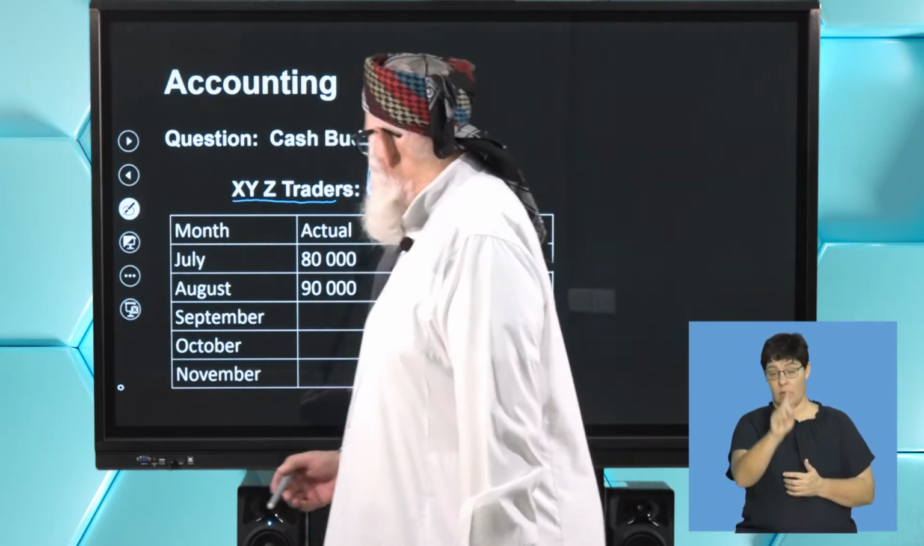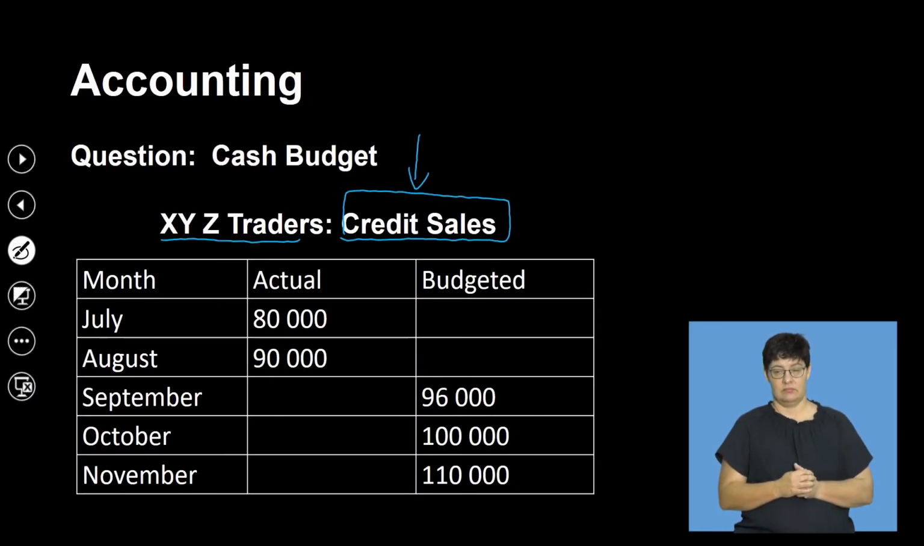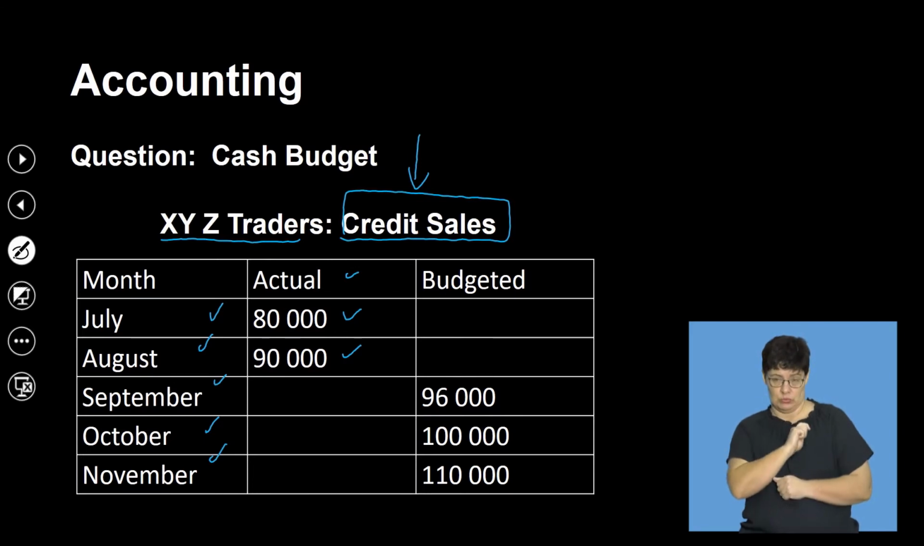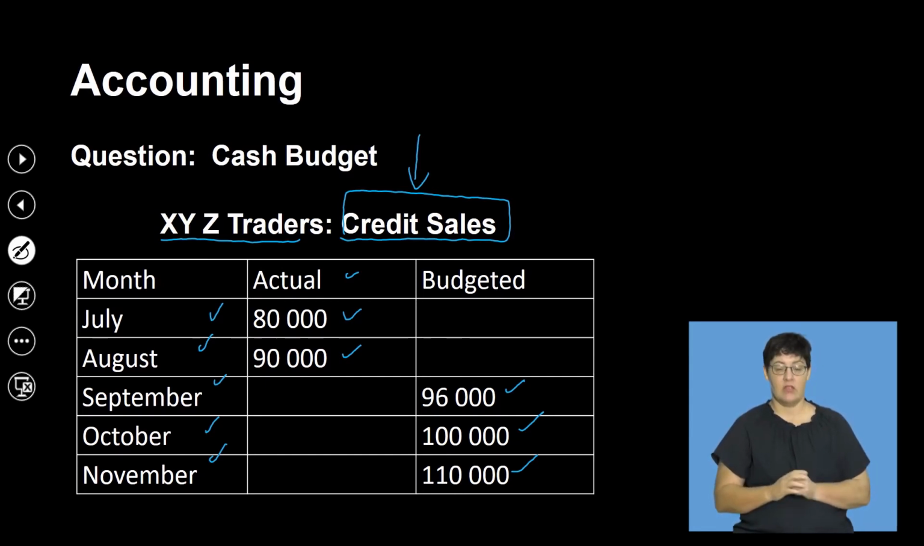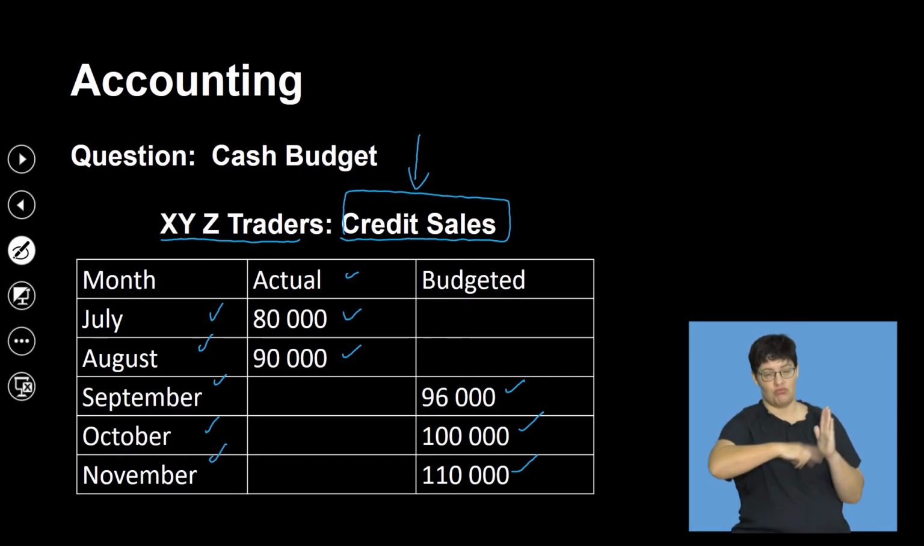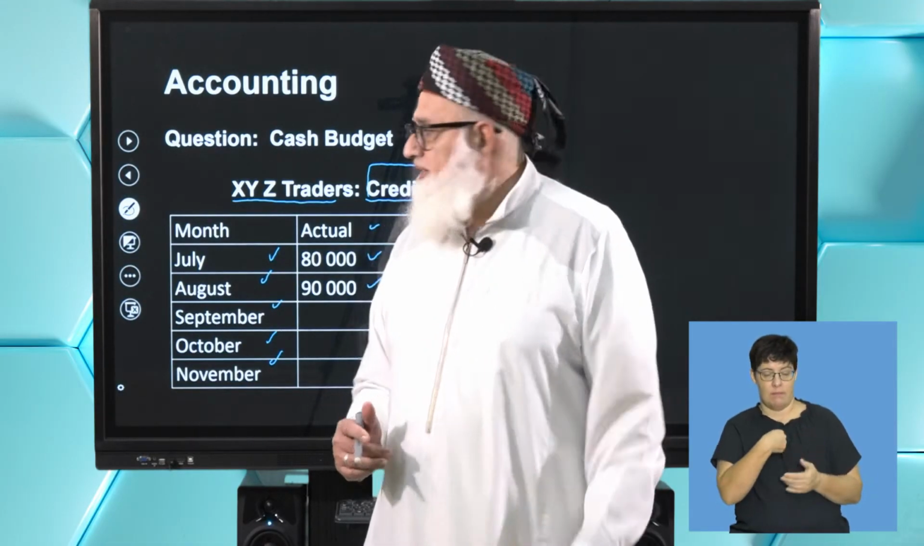Right, what do we know? We know that the months that we are working with will be July, August, September, October, and November, right? You are also told that those were actual sales for July and August, and obviously your budgeted would be for September, October, and November. So what is important is to read the information and make sure you understand what is being required.